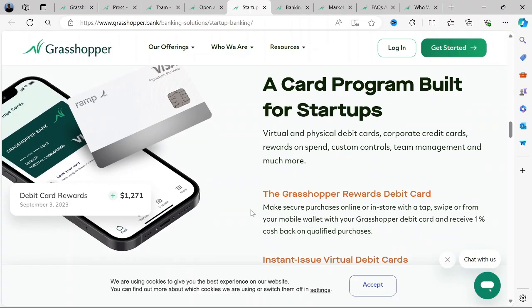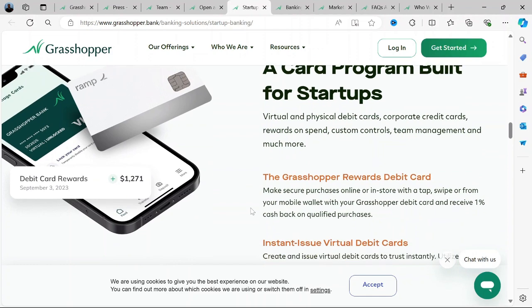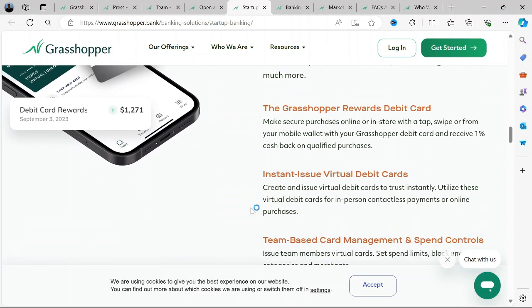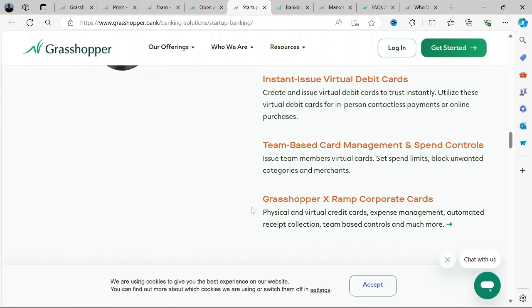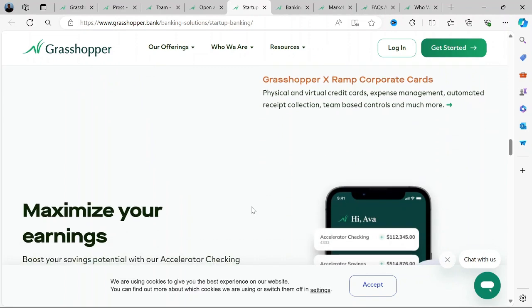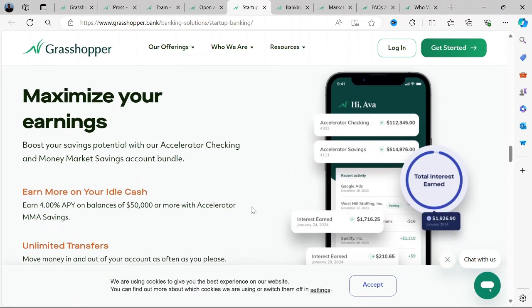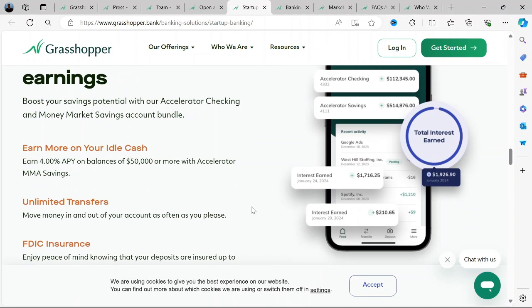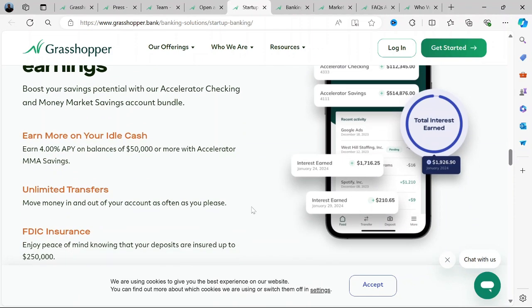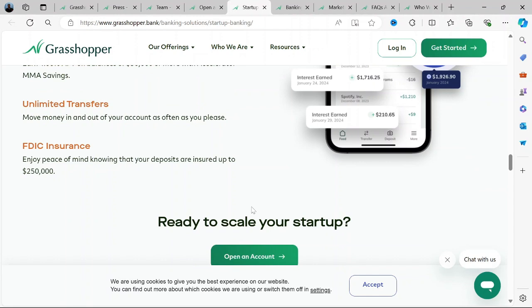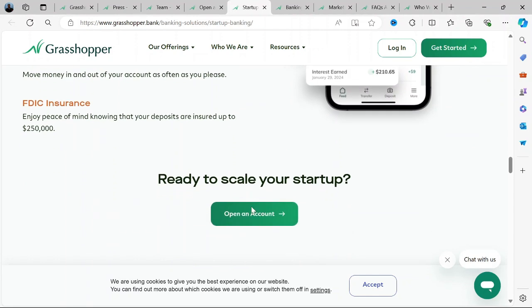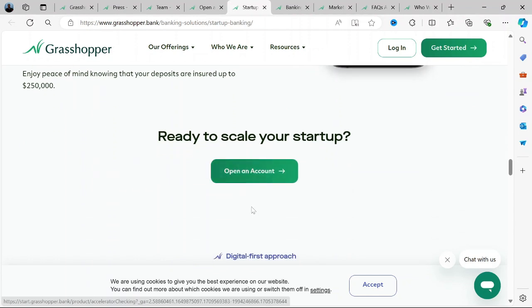First, the pros. 1. Fully digital platform. The ability to manage all banking needs online is a significant advantage for tech-savvy businesses. 2. No fees. The absence of maintenance fees and minimum balance requirements makes it cost-effective for startups and small businesses. And 3. High interest yield. Earning interest on a business checking account is a rare benefit, providing additional value to businesses.